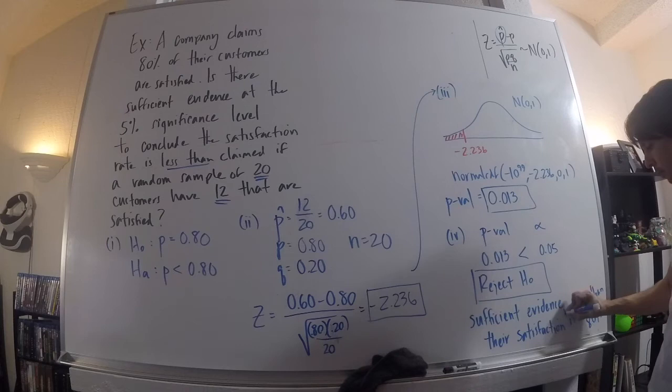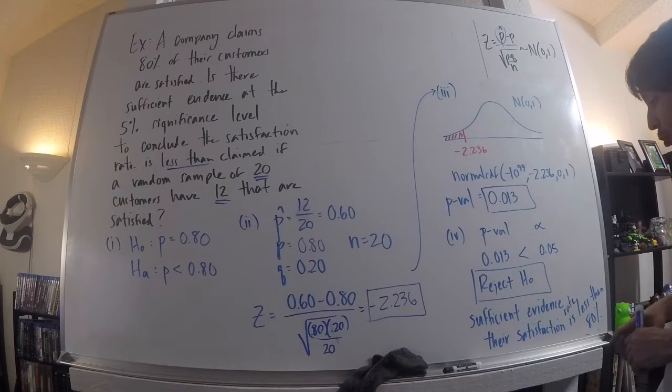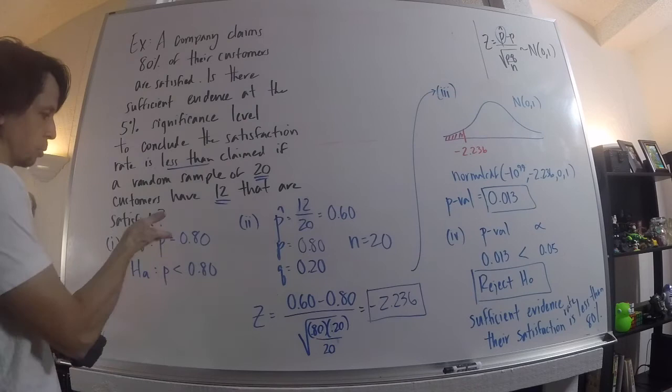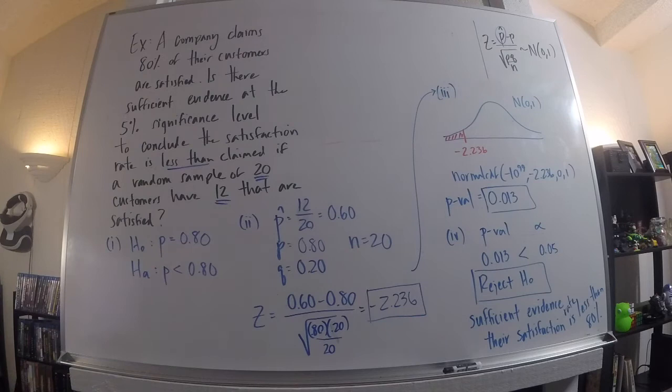Is less than 80%. Anyway, that's what rejecting is: thinking, believing, or coming to the conclusion that the actual satisfaction rate is less than their claim. We are rejecting the null, which means essentially we're going with the alternative, although we don't say we accept anything. We just reject their claim, and we have sufficient evidence that it is less than 80%. Okay, and that's the whole process again, and now let's talk about some details about this.